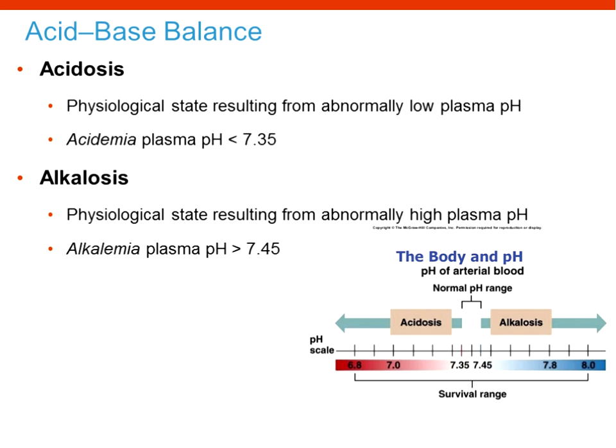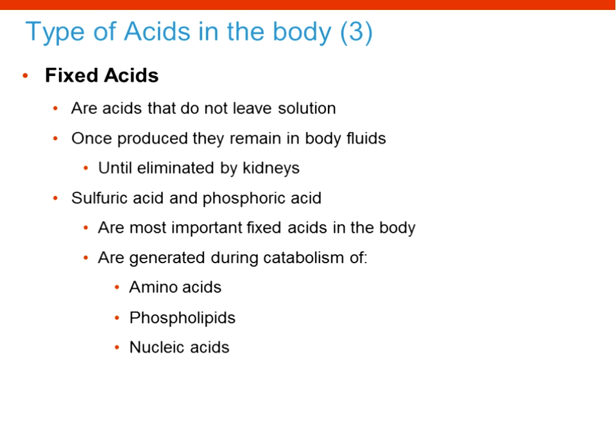Okay. So again, any condition that leads us to accumulating a lot of hydrogen ions, and therefore our blood pH becoming less than 7.35, is going to make us into an acidotic state. And anything that brings us above 7.45 is going to be an alkalotic state.